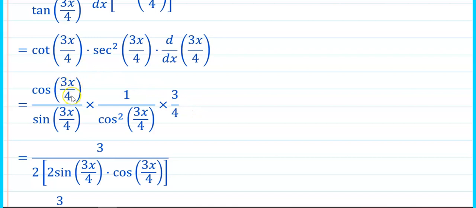Cos of 3x upon 4 upon sin of 3x upon 4. Sec square 3x upon 4 means what? It's a reciprocal, 1 upon cos square 3x upon 4. Derivative of 3x by 4 is 3 by 4. Okay. Next simplification. हे cos आणि इथला एक cos काय होणार? कट होणार. And here is a 4. हा 3 as it is आहे इथे. Okay. 4 means what? 2 in bracket 2 sin of 3x upon 4 into cos of 3x upon 4.